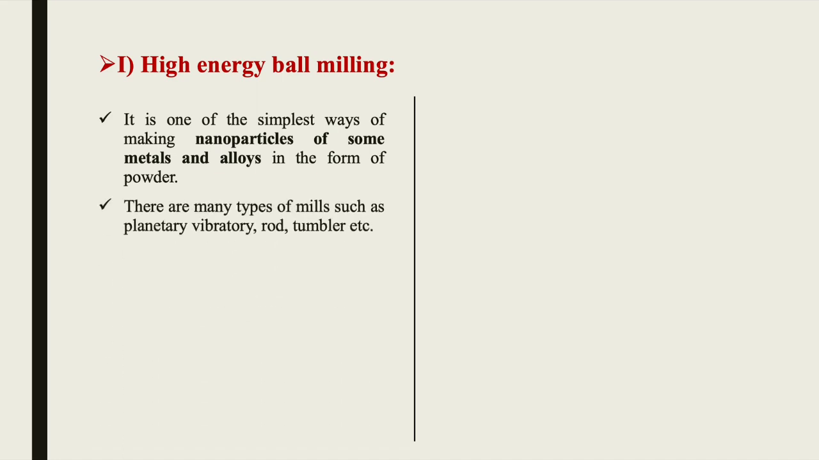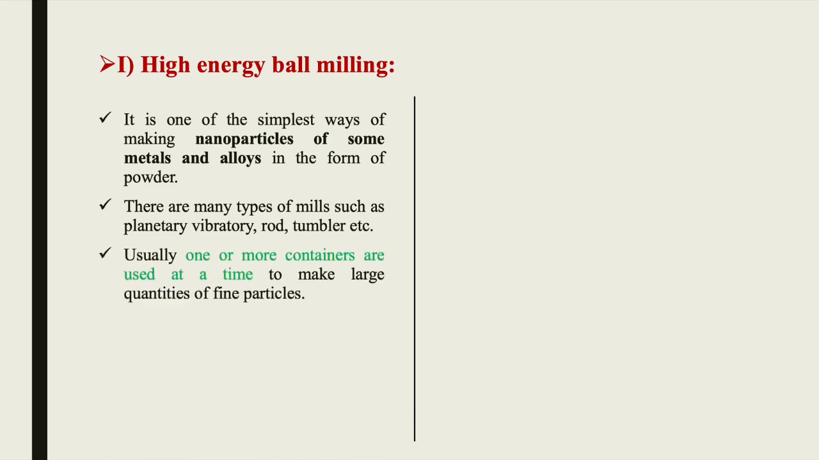There are many types of mills such as planetary, vibratory, rod, tumbler, etc. So these are the mills for making high energy ball milling. Planetary, vibratory, rod and tumbler. So these kinds of rotational motions are there to synthesize nanomaterials.